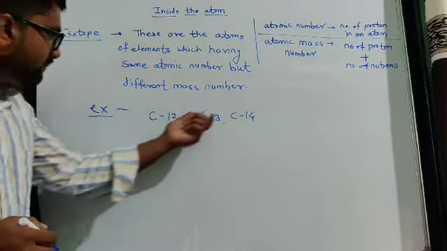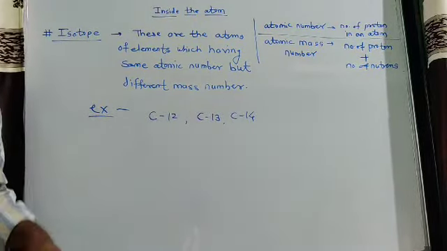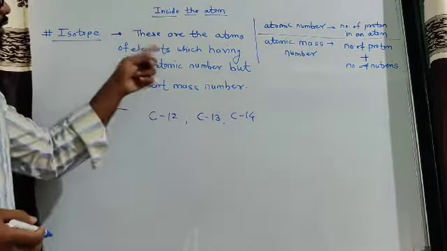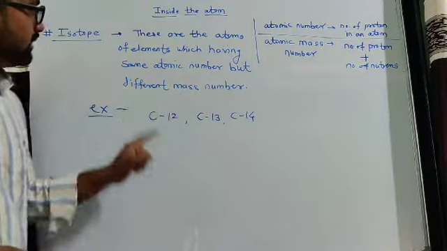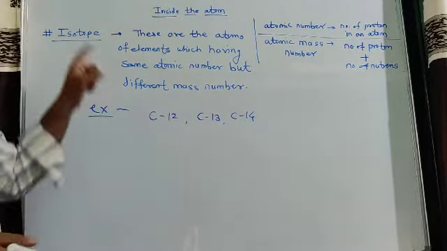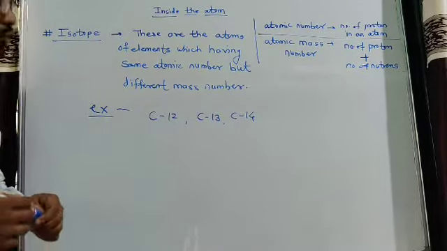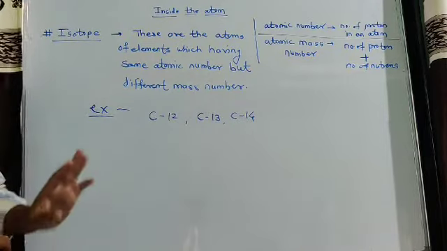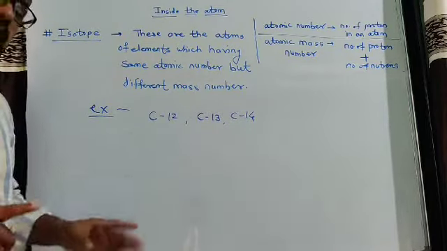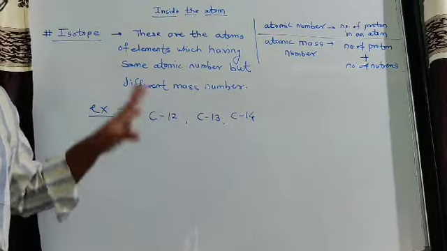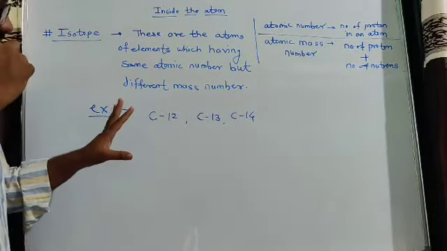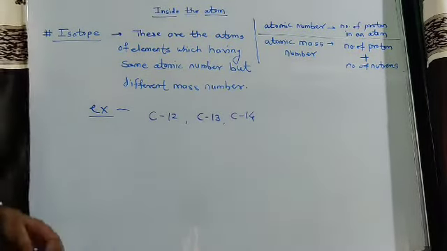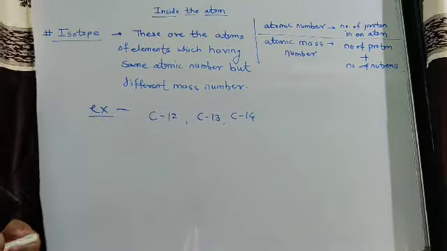Means the atom is the same, means their atomic number is the same, so what is different? Their mass number. Okay, so such atoms of an element which have the same atomic number but different mass numbers are simply called what? Isotopes. So this definition you have to remember. Such atoms are called isotopes.